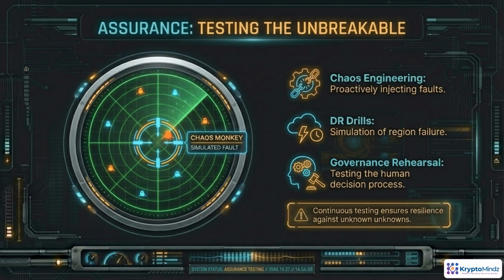Assurance is about proving your blockchain-based trust layer survives real-world chaos, not just passing design reviews. You deliberately try to break the system before attackers or outages do. That means injecting faults in production-like environments, simulating data center or region loss, and rehearsing how people and governance processes respond under pressure. The goal is continuous adversarial testing so resilience improves over time, and unknown unknowns are discovered on your terms, not in a public incident.